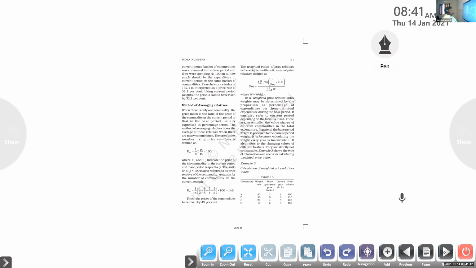Next one, the method of aggregative relatives. For that, here is the calculation of weighted price relative index. 2 equations are there. Now the method of averaging relatives. When there is only one commodity, the price index is the ratio of the price of the commodity in the current period to that in the base period. If only one commodity is there, we use this method: the method of averaging relatives.